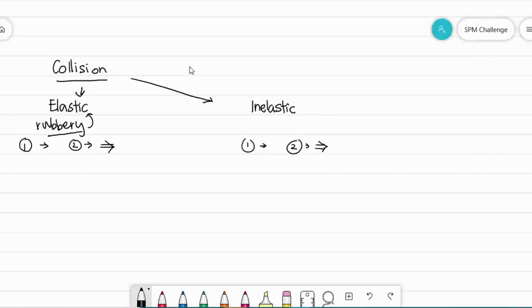And then what will happen is that object 1 and object 2 are still moving, and they are not bound together. That's why this is called elastic. So the difference between elastic and inelastic is that in an elastic collision, after the collision, both of the objects will be separated apart.